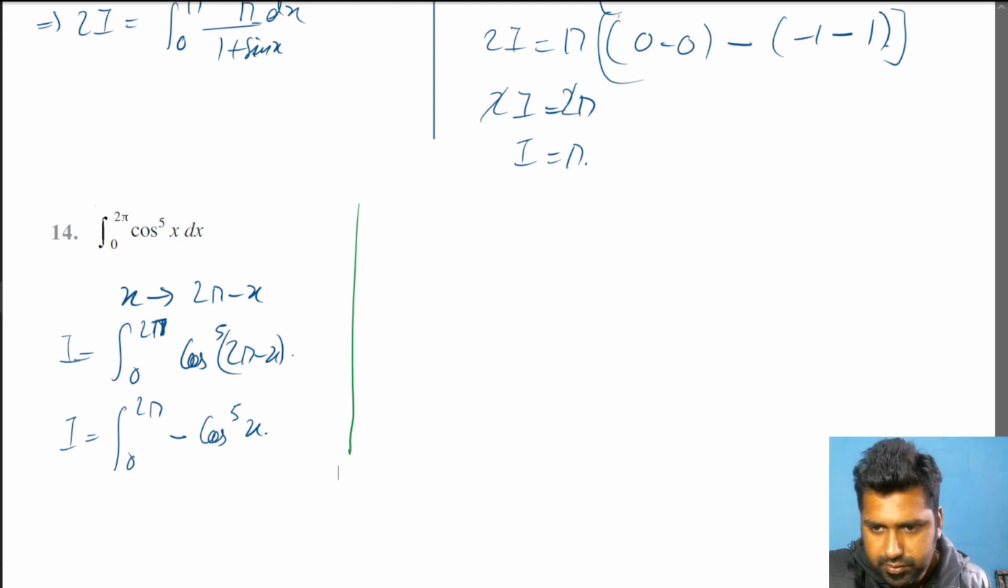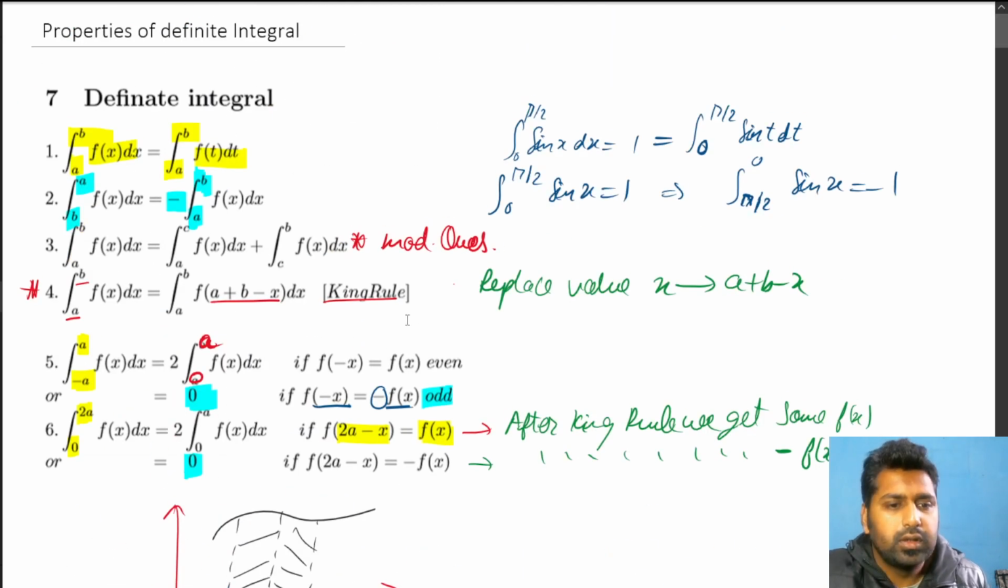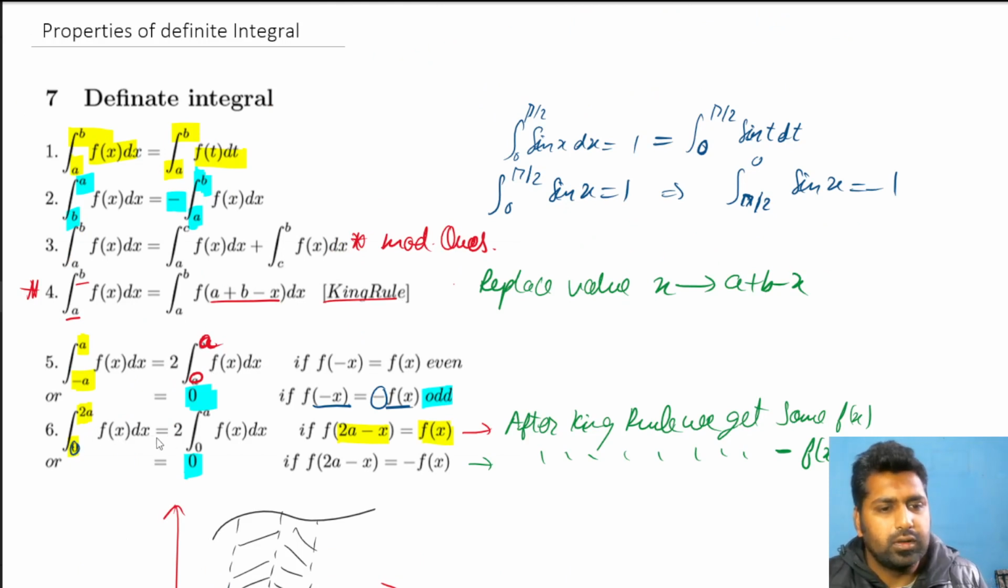Let's go to the property first. See this integration, last one, 0 to 2a. See what you have to do. You have to first of all replace x with 2a minus x, means add the limits and replace it with 2a minus x. If you get the same function after king rule, you have to do 2 times integration 0 to a. But if you get minus of f(x) after applying king rule, the integration is directly 0. This is the property, last one. So remember this, the last property is like this.